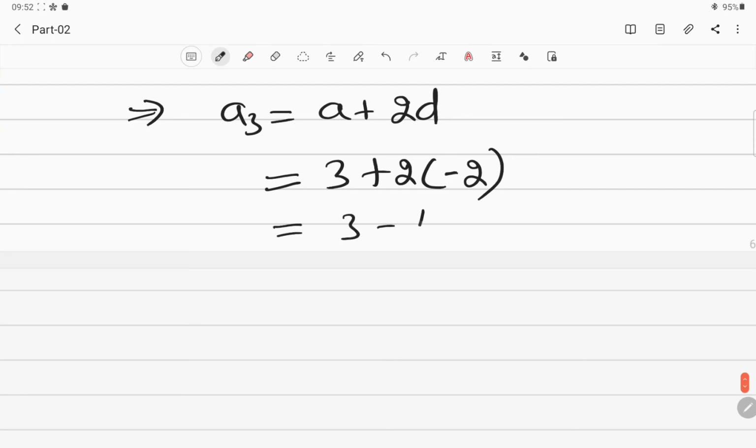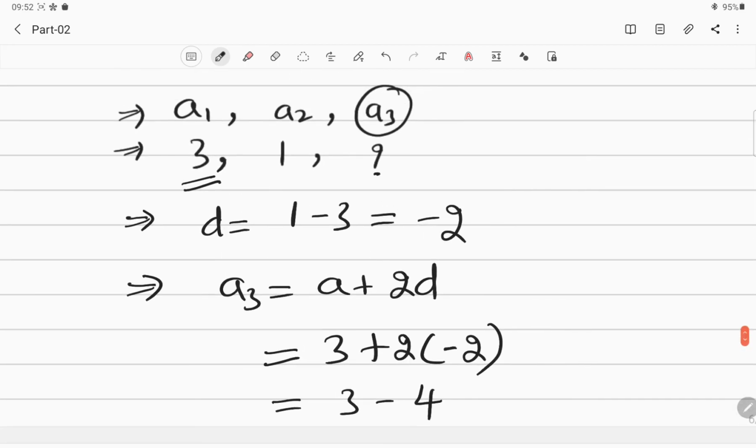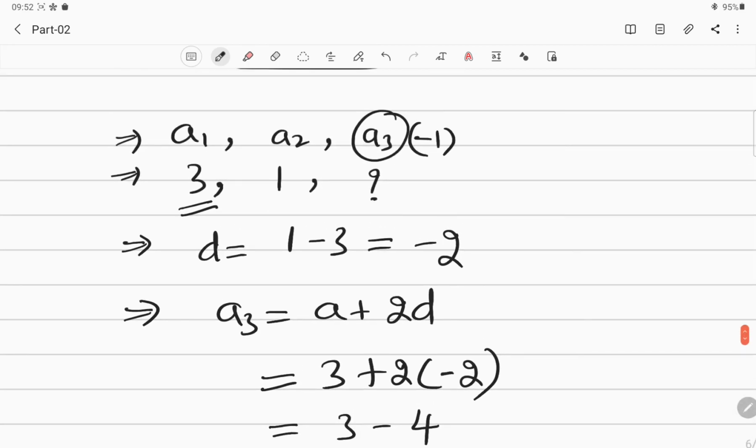So then it becomes what? 3 minus 4, and that is equal to minus 1. a3 is equal to minus 1. You can look here, it becomes minus 1. How? 3, 1. 2 got reduced, no? Here also 2 will get reduced. 2 got reduced means 1 to 0, then 0 to minus 1.